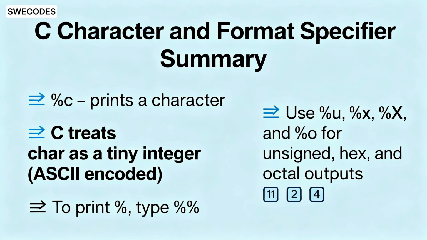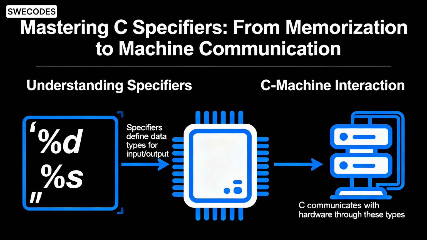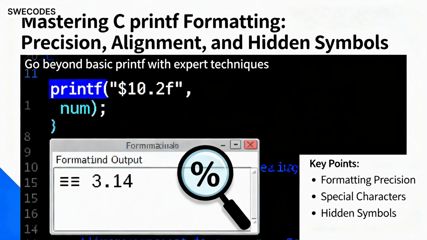So here's your quick summary. %c prints a character. C treats char as a tiny integer, ASCII encoded. Use %u, %x, and %o for unsigned, hex, and octal outputs. To print %, type %%. Once you understand why these specifiers exist, you stop memorizing and start mastering the fundamentals of how C talks to the machine.